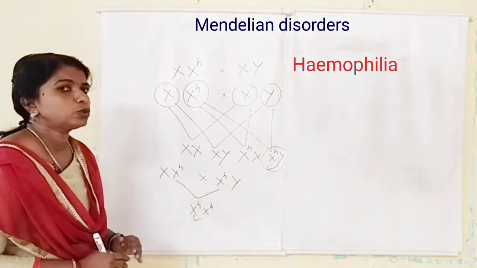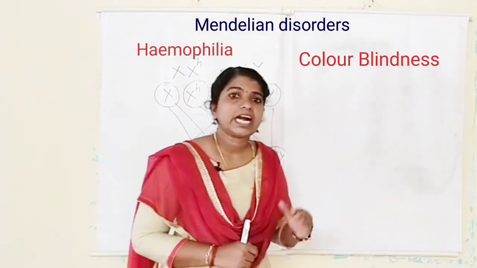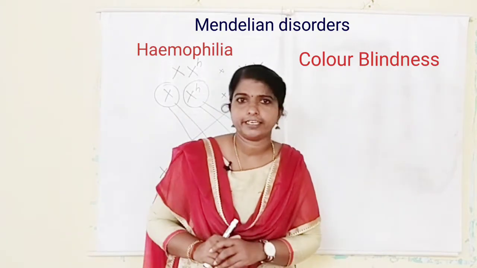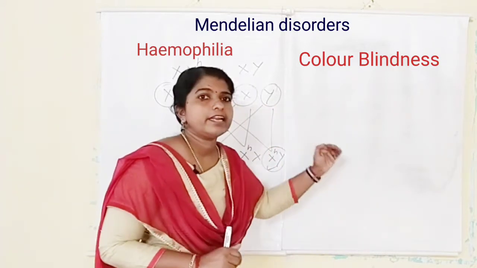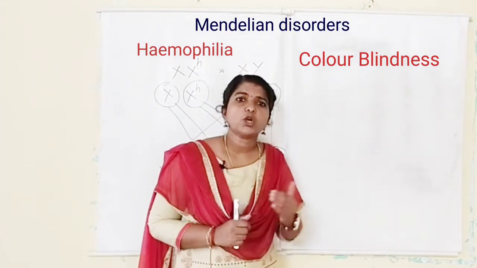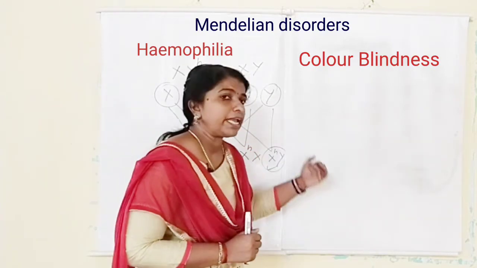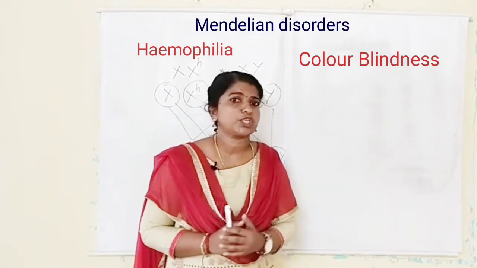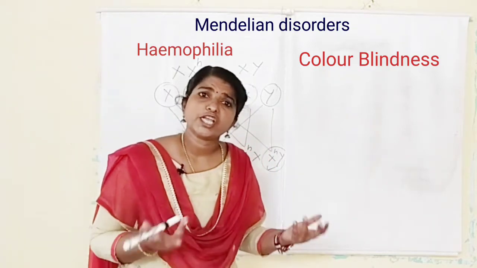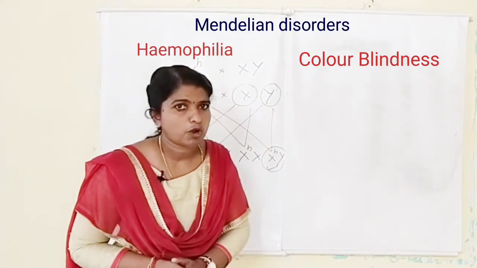Clear? Now we can move to our next sex-linked recessive disorder, that is color blindness. It also follows the same pattern of inheritance. It is also an X-linked recessive disorder. Here the affected people are not able to distinguish red and green color, and the chance of a male being color blind is 8%, whereas for a female it is only 0.4%, for the same reason: females have a pair of X chromosomes, but males have only 1 X chromosome.